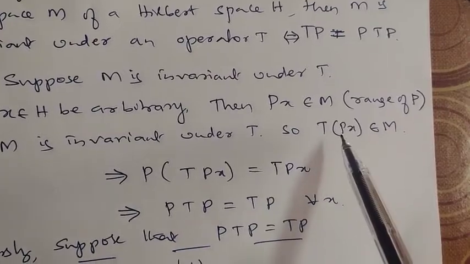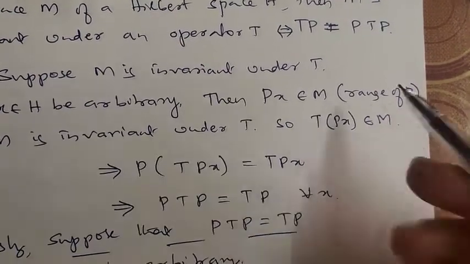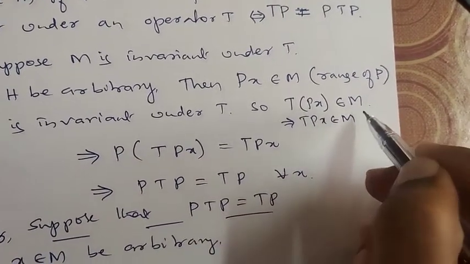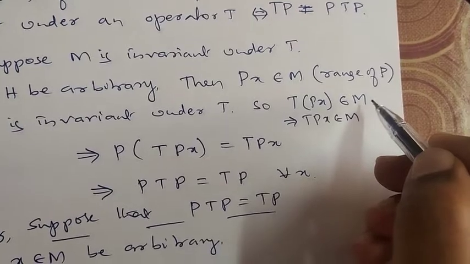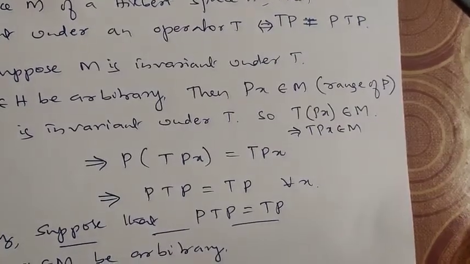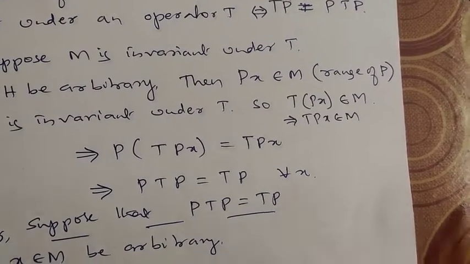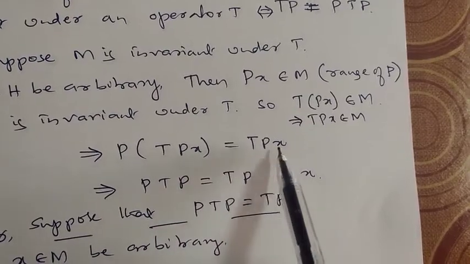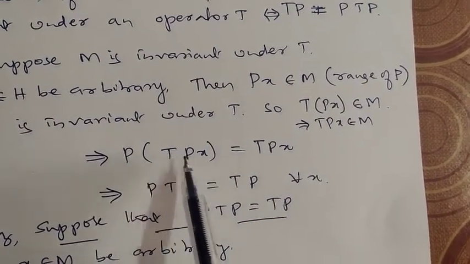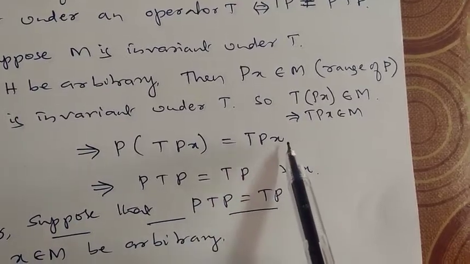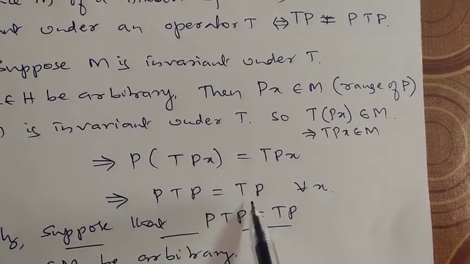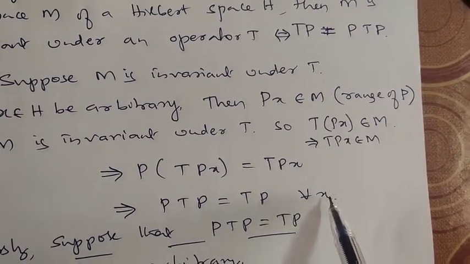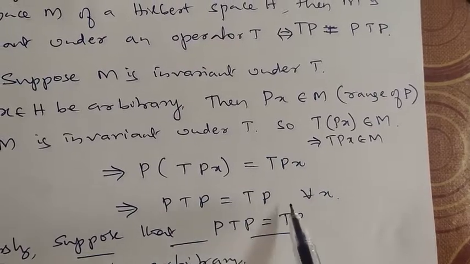Look here, T of P of x means TPx. This implies TPx belongs to M, and M is the range of P. How do the elements in the range of P look? They look like P of x is equal to x. So, according to this, P of TPx is equal to TPx. This implies PTP of x is equal to TP of x, or PTP is equal to TP for every x. So we have proved: we have assumed that M is invariant under T and we have proved TP is equal to PTP.